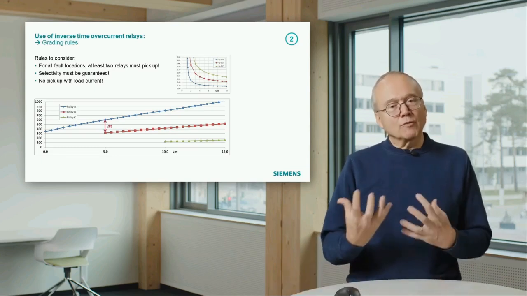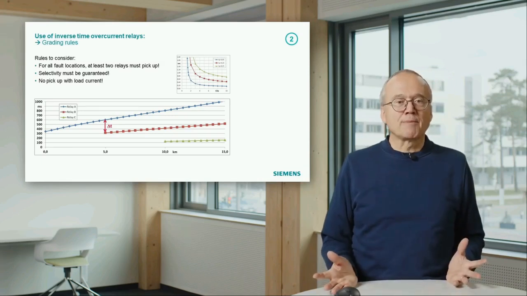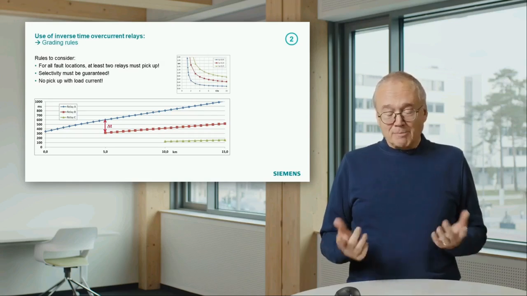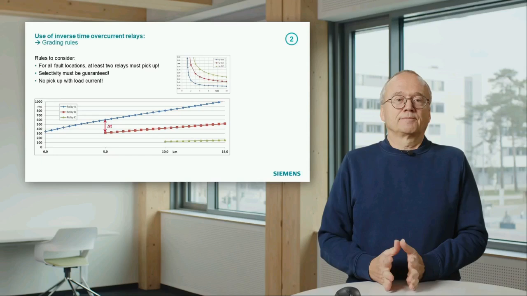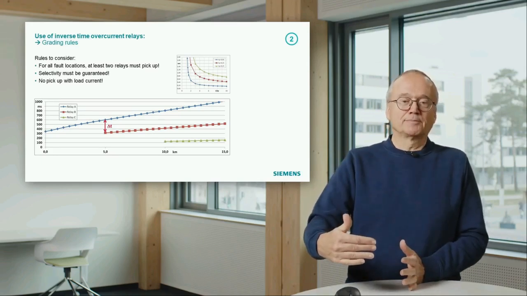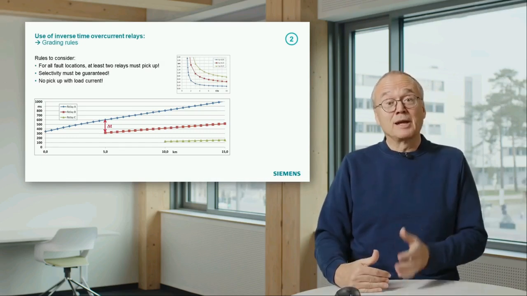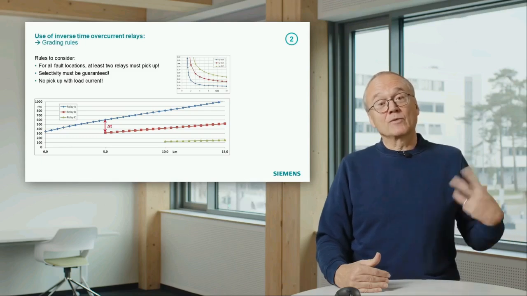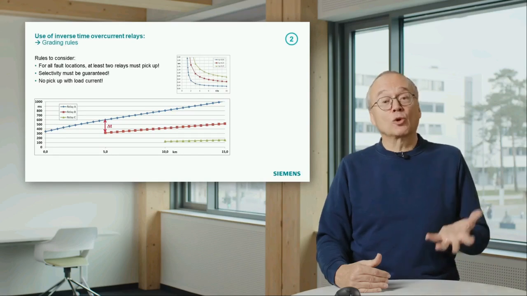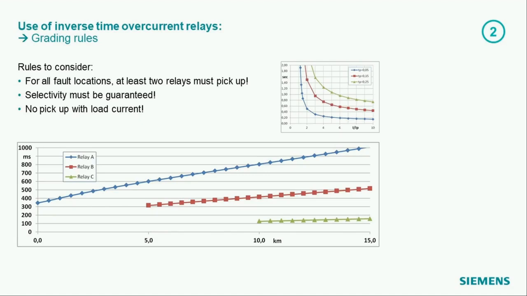Of course, if we do the grading in this context, we have to consider some rules. Again, we must look at the backup. That means for all fault locations, we must be sure that at least 2 relays should pick up. That means the relay which is expected to trip should see the fault, but another relay which is expected to serve as a backup should also pick up and start its timer. It should not trip normally, but it should pick up.